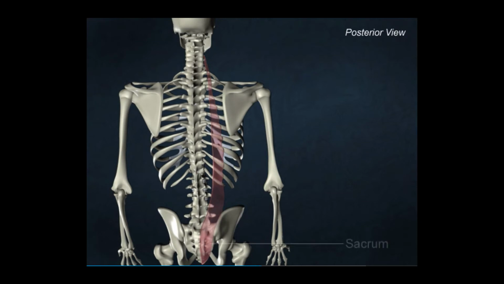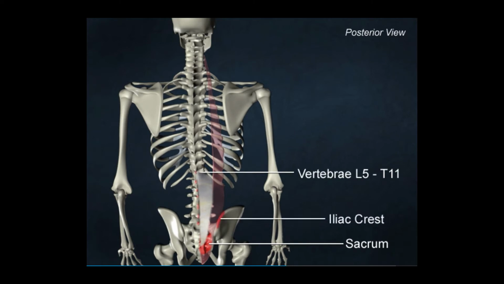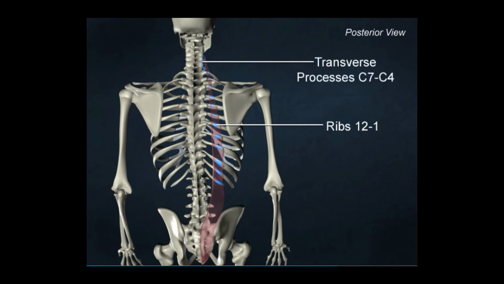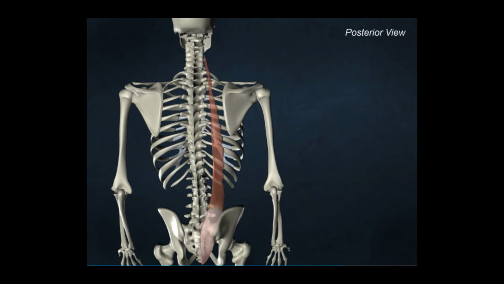The origins are from the sacrum, the spinous processes of vertebrae L5 through T11, the iliac crest, and from the angle of ribs 12 through 3. The insertions are to the angle of ribs 12 through 1, and the transverse processes of C7 through C4.